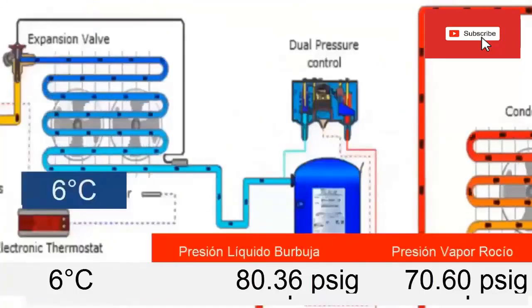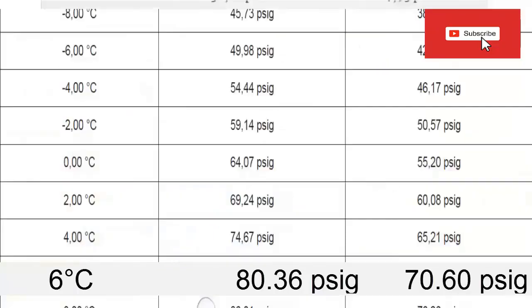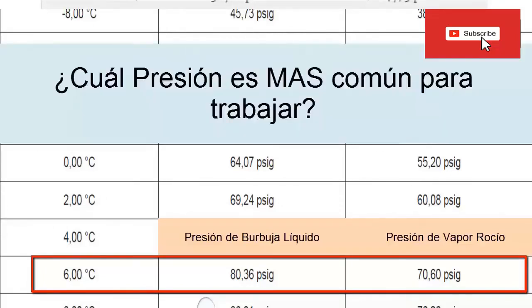If we want the 6 degrees to occur not at the inlet of the evaporator but rather at the outlet, that is, when there is pure refrigerant in the form of vapor, then we must work with the vapor or dew pressure, in this case with a value of 70.60 psig, and then again another question may arise, what pressure value is most recommended to work with? Well, in reality, it is more common to work with the dew pressure, that is, to reach the temperature only up to the outlet of the evaporator.